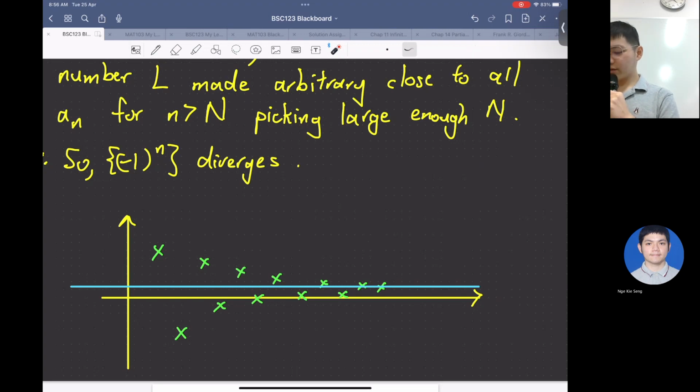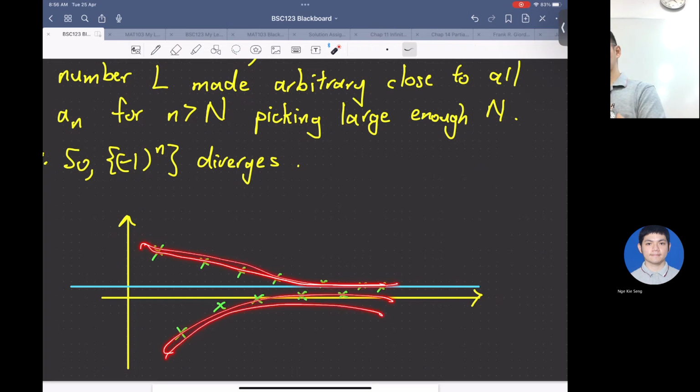Actually, there's one observation I want you to make here. You can see that here you can split into two obvious sequences. Right? You have two obvious sequences here. I don't make it precise, so see if you can see it or not. You can see that I can make two sequences out of one sequence.